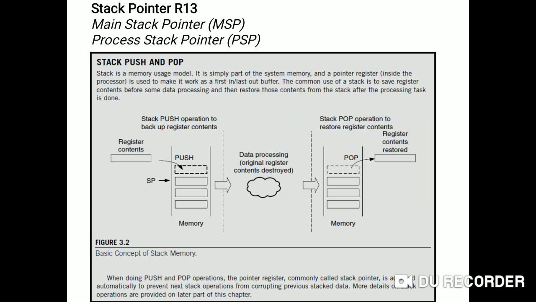The two stack pointers are as follows. First is the main stack pointer, MSP. This is the default stack pointer. It is used by the operating system kernel, exception handlers, and all application code that requires privileged access. Second is the process stack pointer, PSP. This is used by base level application code.